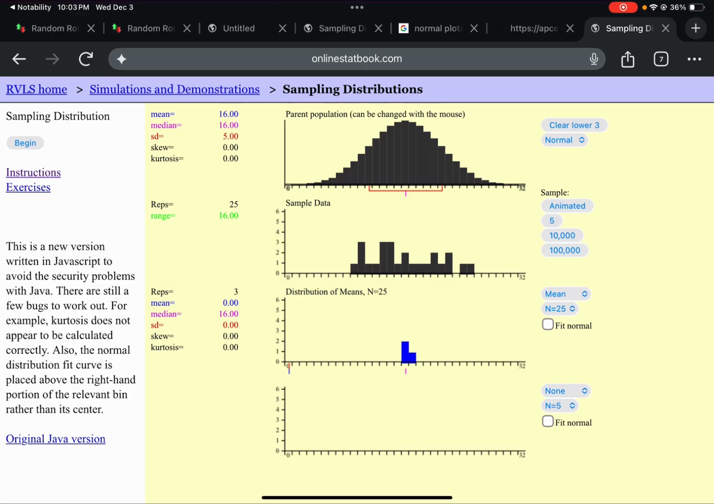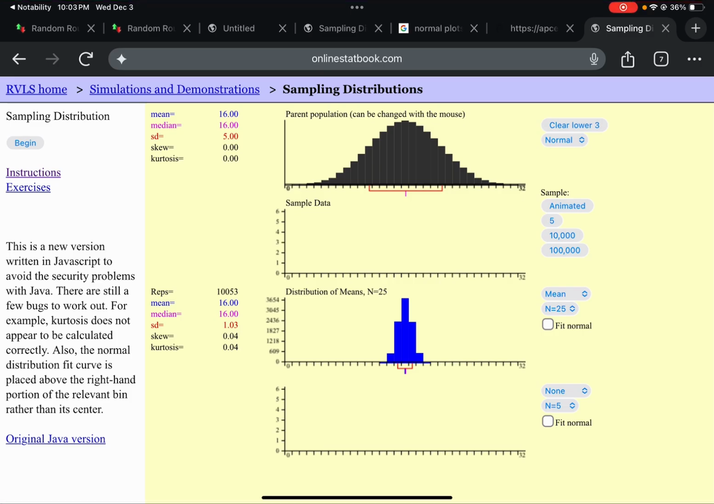It finds an average and drops it down. And take a look at what happens as you do more and more samples of size 25. You can start to see the sampling distribution for the mean start to change. It starts to kind of pop up.